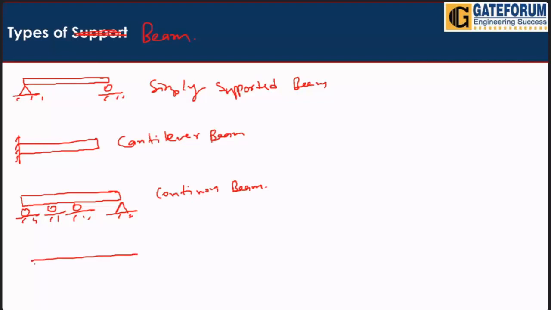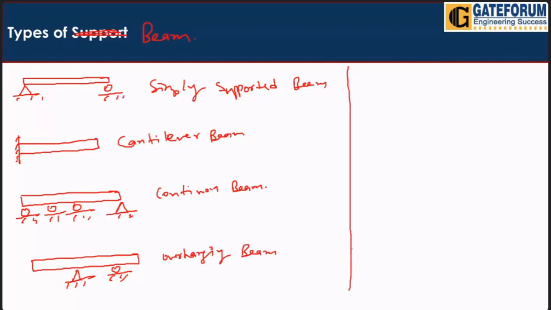This type of beam is known as an overhanging beam. Here we have a hinge and a roller, with some part on the left hand side, or some part on the right hand side, or some part on both sides hanging without support. This is known as an overhanging beam.